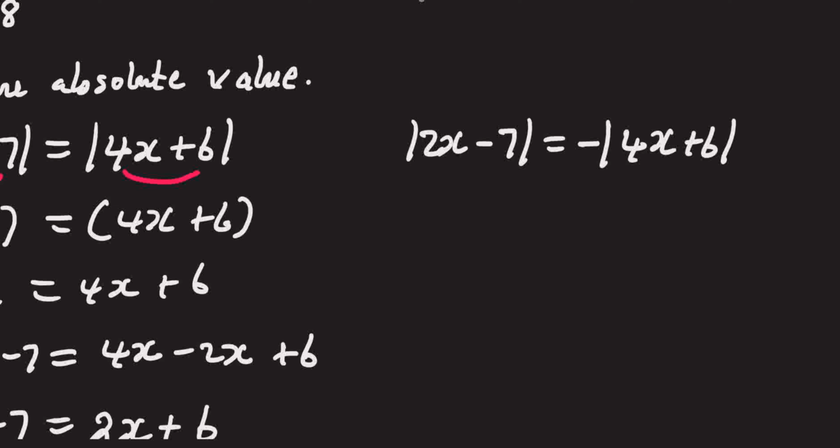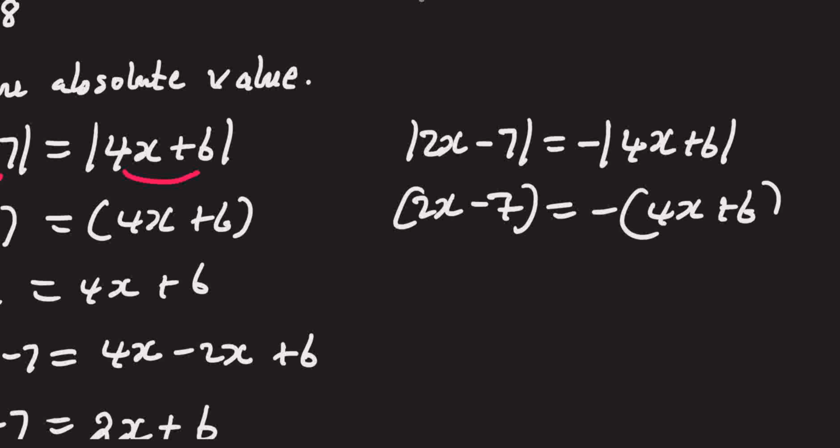And now let's change the absolute value symbol to parentheses. So this becomes 2x minus 7 is equal to negative parentheses 4x plus 6. And when you clear the parentheses, this becomes 2x minus 7 is equal to negative times 4x, which is negative 4x, and negative times positive 6 is negative 6.